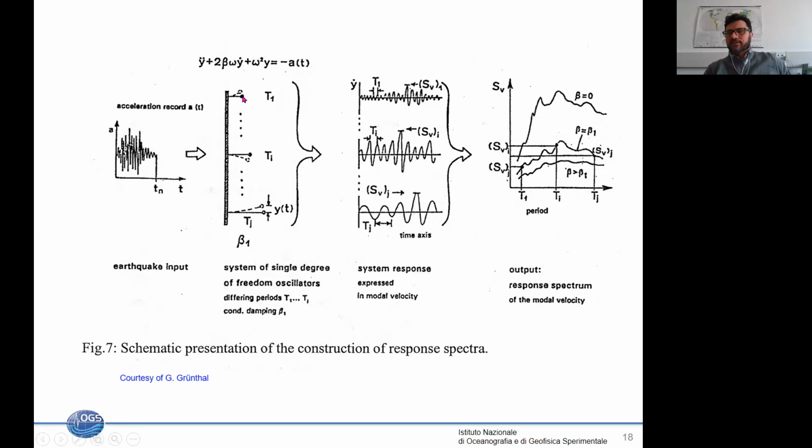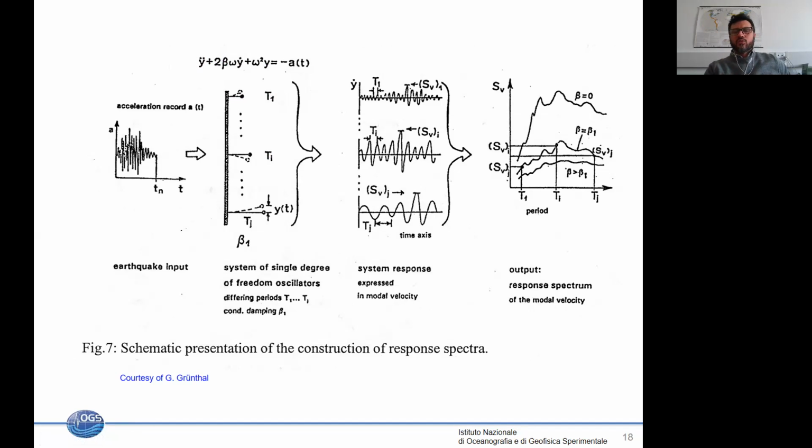an oscillator, a single degree of freedom oscillator, like a pendulum. How is it reacting to the input shaking? So a(t) is the shaking, and we look at how the single degree of freedom oscillator is reacting in terms of acceleration or displacement or velocity. Okay, this is very important. The oscillator will have its own frequency of oscillation or its own period, here indicated by T, and also a certain damping, like every oscillator.